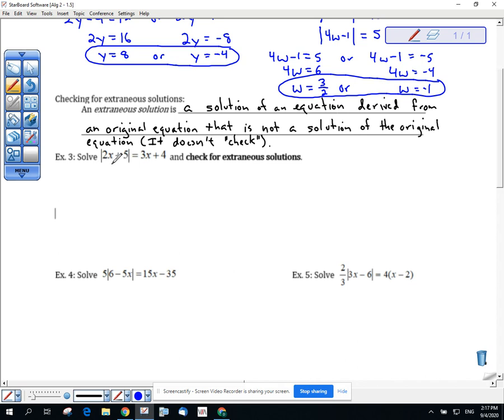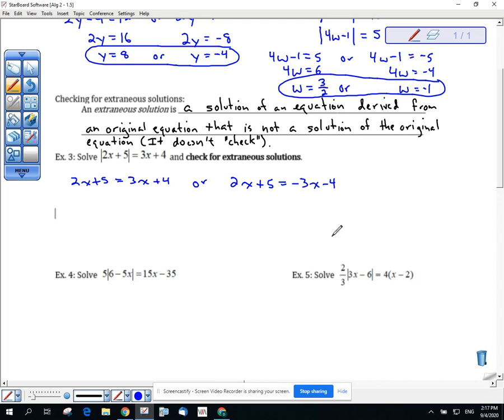Here we have another problem, a little bit more complicated than the ones above, but yet it is ready to go as far as the absolute value is isolated. So we consider whether 2x plus 5 is just simply equal to 3x plus 4. Or it may be the case that 2x plus 5 is equal to the opposite of 3x plus 4. Think about it like if I put parentheses around the 3x plus 4 and made it negative and then distributed the negative, that would be negative 3x minus 4. The opposite of 3x plus 4 is negative 3x minus 4.